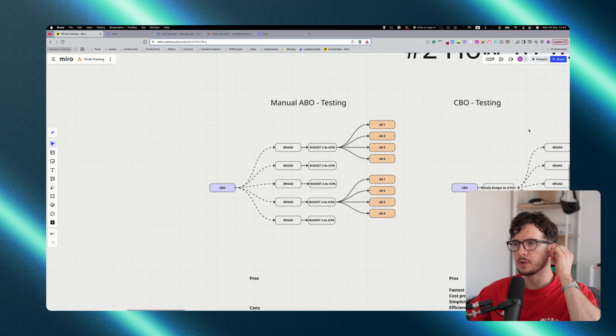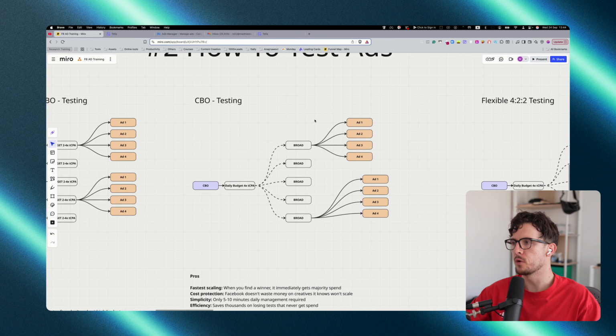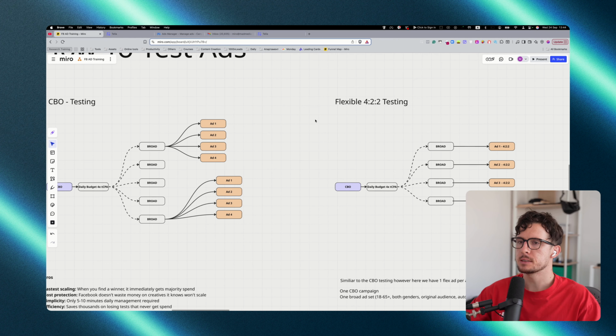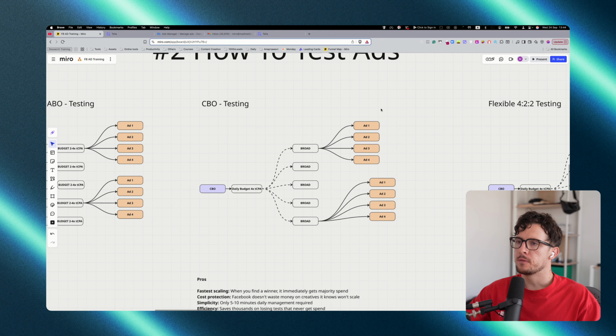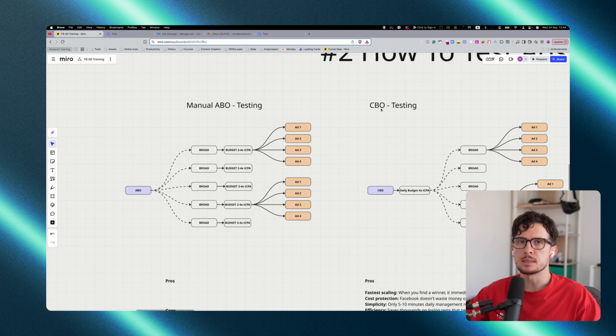So we're going to cover the three main testing methods, these being ABO testing, CBO testing, and 4-2-2 flexible ads, which became more popular over the past few months, maybe a year. And firstly, what we have to discuss is what always remains the same between these three testing methods.